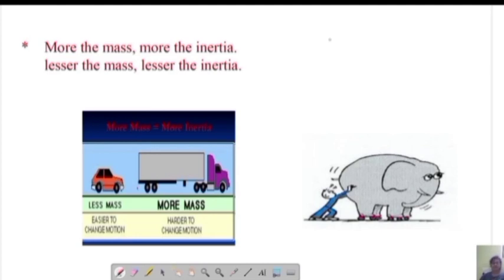If the object is having lesser mass, it will offer lesser inertia, which is nothing but lesser opposition. Is it clear? You can see in this diagram here. Here is a truck and here is a car. So comparatively, which will be having the more mass? Obviously, the truck will be having more mass. Okay, and the car will be having less mass. So as the car is having less mass, just imagine both the car and truck are at rest.